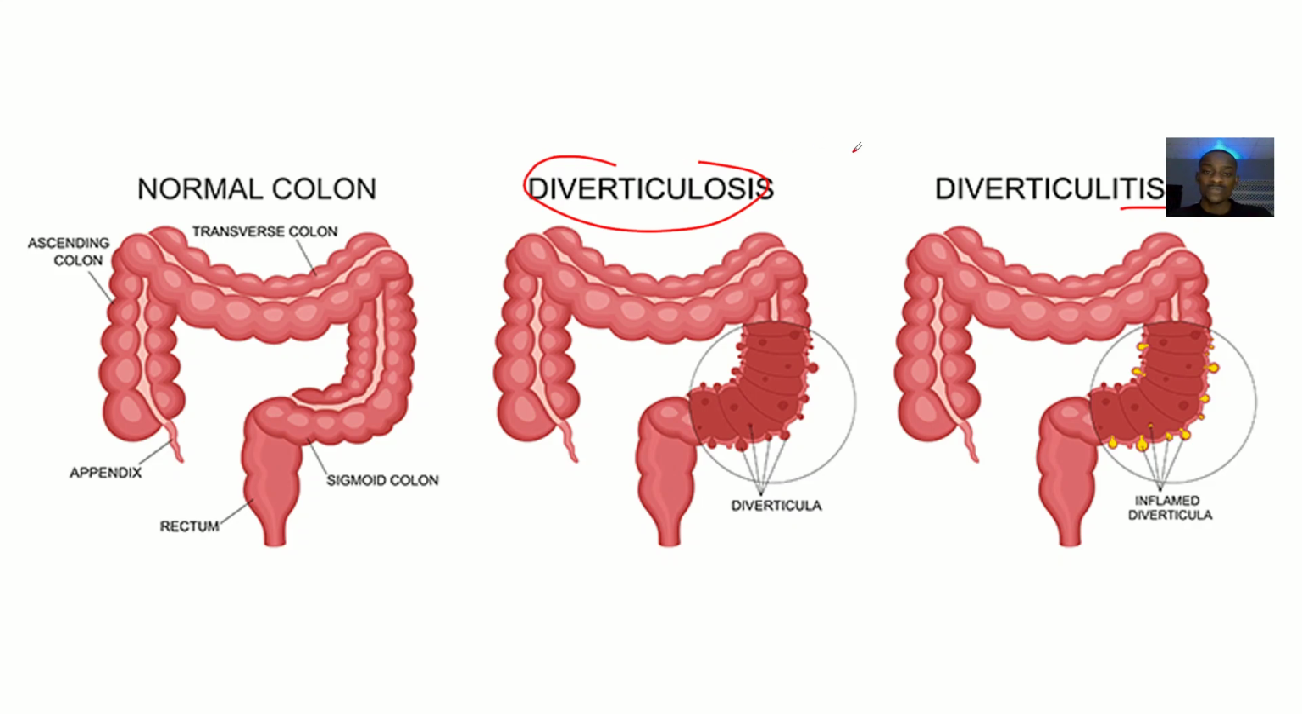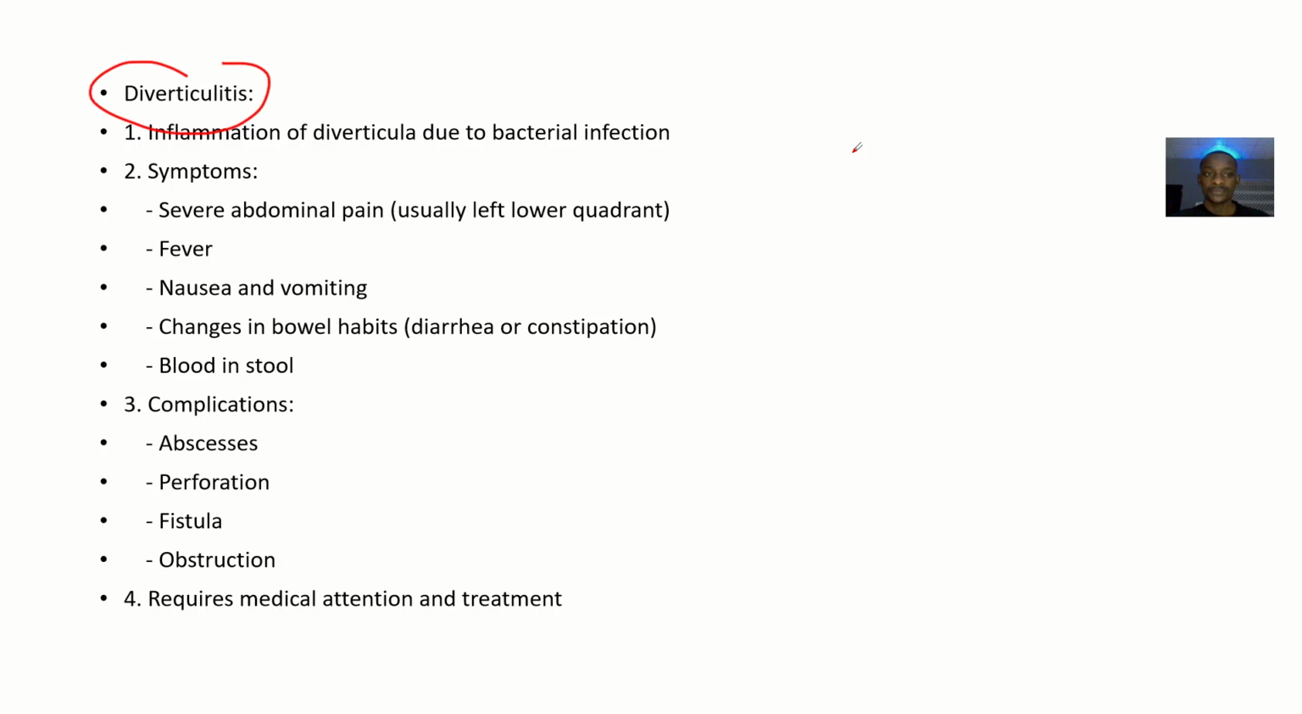Then moving to the next one, which is diverticulitis. Diverticulitis is inflammation of diverticula, and this is mostly due to an infection. It's not good to just round it up and say it's only bacterial infection. It could be viral, it could be fungal. Although bacterial infection is the most common, just say due to infection on a general note.